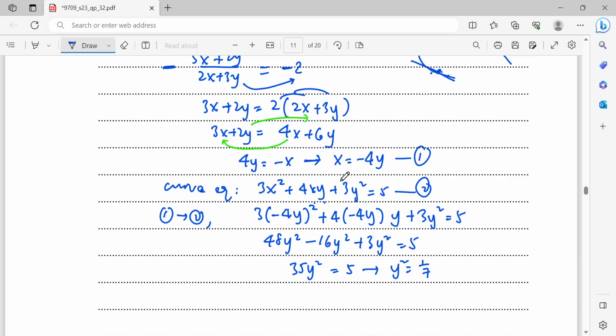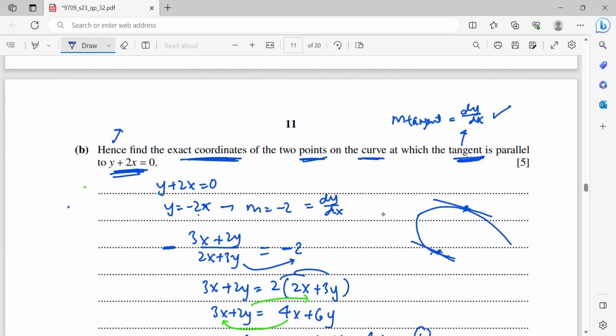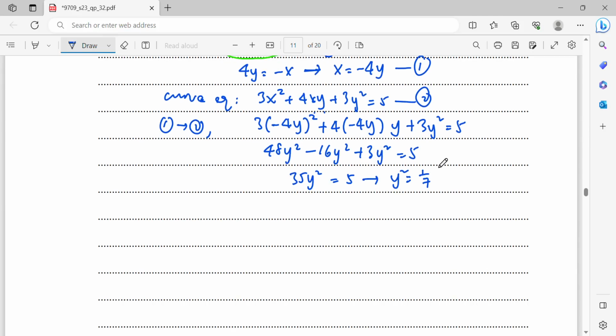Okay, now let's look at the question. It's mentioned 2 points. So when 2 points, then you should get 2 y values, which means now my y will be plus minus square root of 1 over 7. Or probably you can simplify this into plus minus 1 over square root 7.